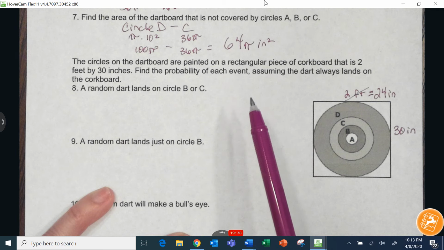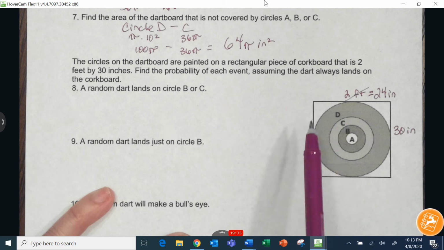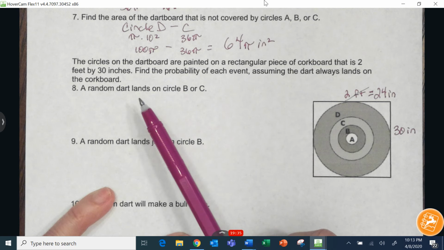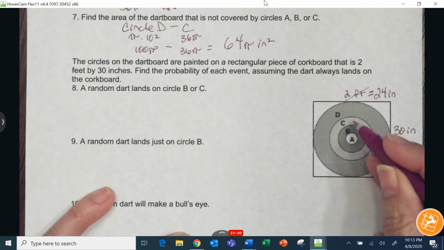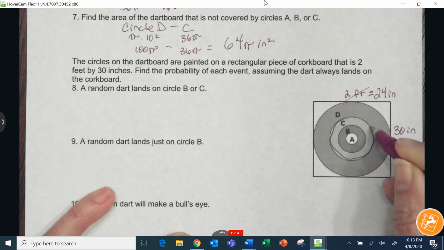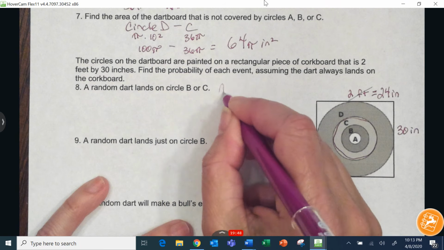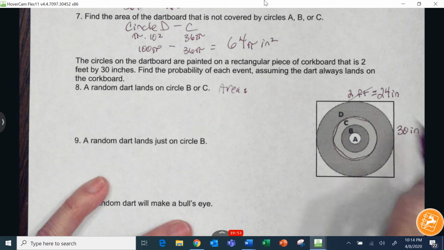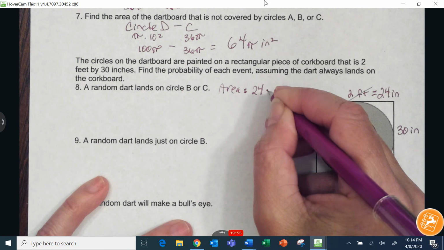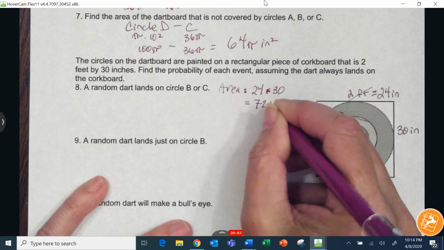So we want to find the probability of an event, assuming that the dart always lands on the corkboard. So if the dart's going to land somewhere on here, what is the probability that it lands on circle B or circle C? So we need to know the probability of this part out of the entire dartboard. So the entire dartboard area is going to be the rectangle, which is 24 times 30, which is 720.